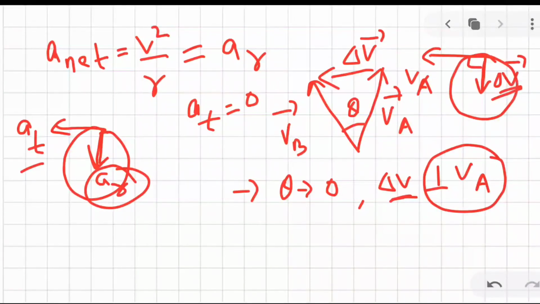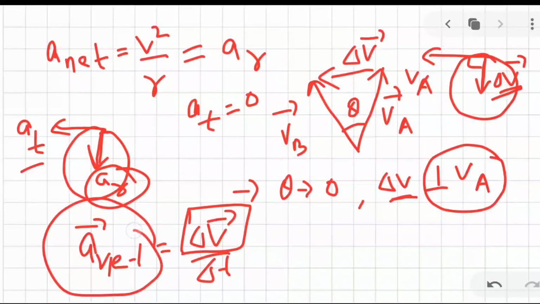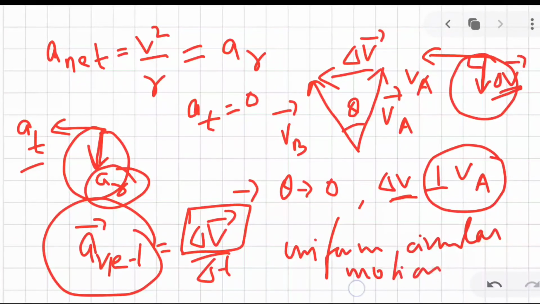Now what is A net? A net is delta V by delta t. Now delta V is along the radial direction, so the net acceleration will be in the radial direction, provided it is uniform circular motion. Why uniform circular motion? Because only in uniform circular motion the tangential acceleration is 0, and that means we are talking about acceleration along the radial direction. So hence we can say that it is the radial acceleration, it is acting along the radial direction.